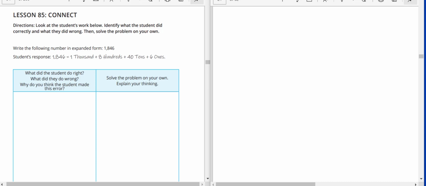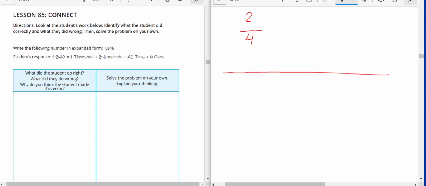Today, your goal is to locate proper fractions on a number line. We will put proper fractions on a number line. For example, if we have the proper fraction 2 fourths, we put this fraction on the number line.